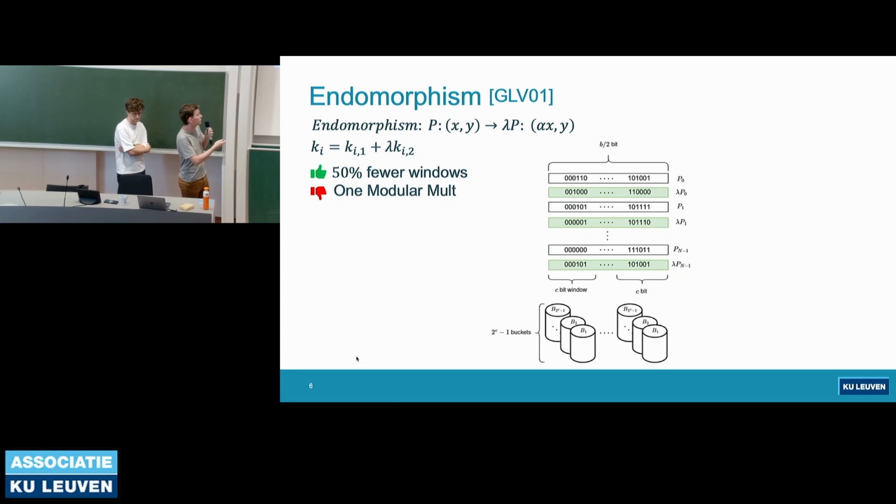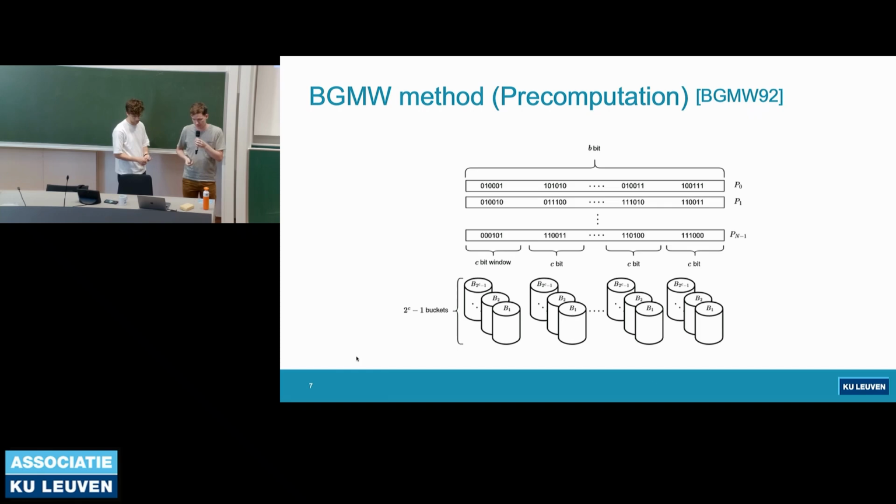But as we are now using scalars that are only half the size of the initial scalar, we will have about half as many windows. So instead of having twice as many windows, we are once again saving storage space for all of these buckets, and we also only need to compute this aggregation step for the remaining windows. And this all comes at the cost of this one modular multiplication to compute the endomorphism of the points on the fly. The third optimization has a quite similar approach, but it uses pre-computation and is the so-called BGMW method.